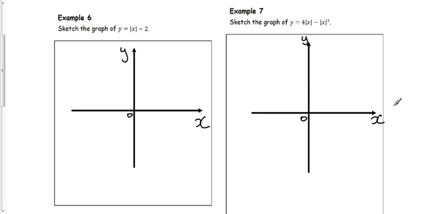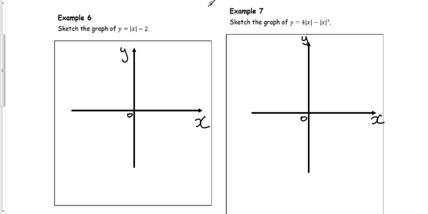C3, transforming graphs of functions, example 7. Sketch the graph of y equals 4 times the modulus of x, take away the modulus of x cubed. Now in example 6, I used two methods, and the second of those methods involved transformations of graphs. For example 7, I wouldn't try and do this with transformations of graphs.